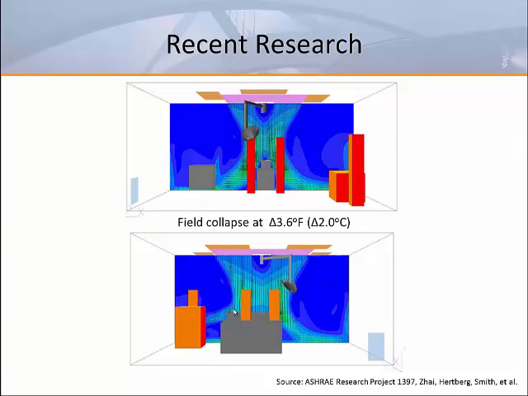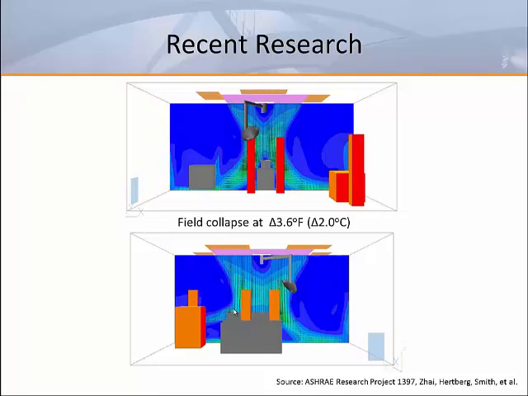ASHRAE Research Project 1397 was an investigation into the airflow properties of an operating room designed to the requirements of standard 170. One of the findings of this research was that when air is brought into the operating room at a temperature difference, that airflow tends to collapse in on itself and accelerate down towards the table. This conflicts with the desire of standard 170 to not impinge upon that thermal plume generated from the wound side.